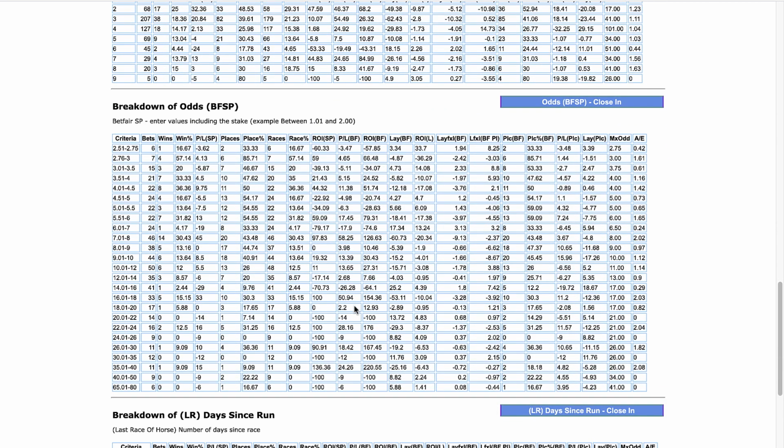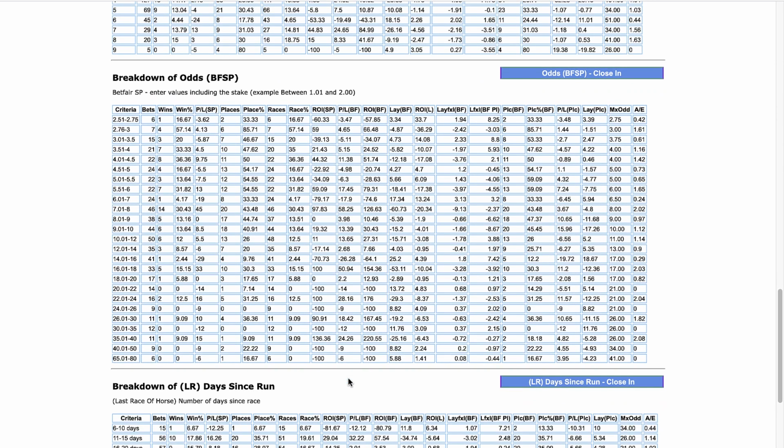And with the Betfair starting price, there's been a couple of big price ones, so they seem to be able to throw them in at bigger prices. Those over Betfair odds of 40 are minus 15 points, but again, we're only talking about 15 selections, so it's not a big sample size. So I'd be reluctant to throw out the bigger ones because we might miss out on a big winner.